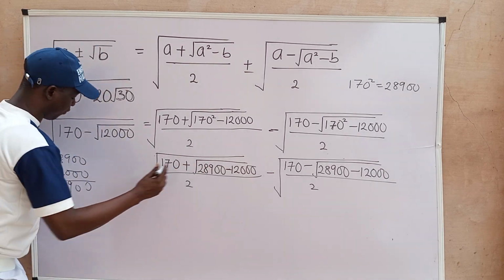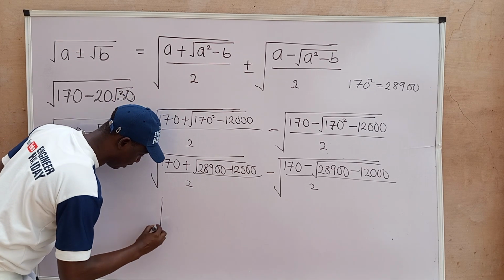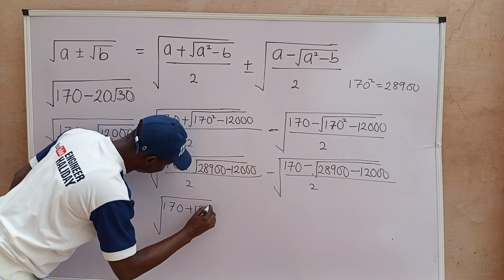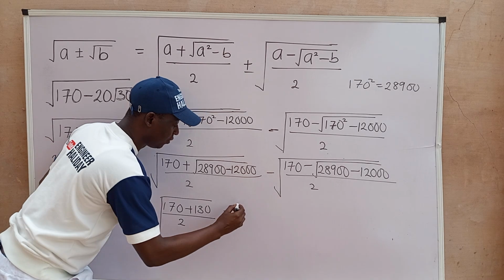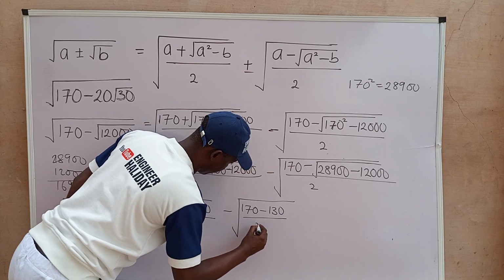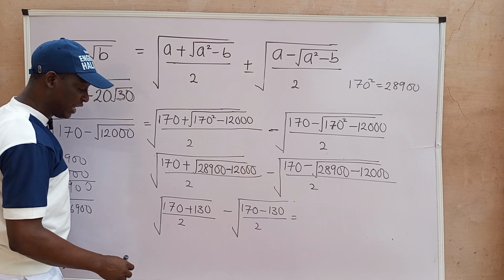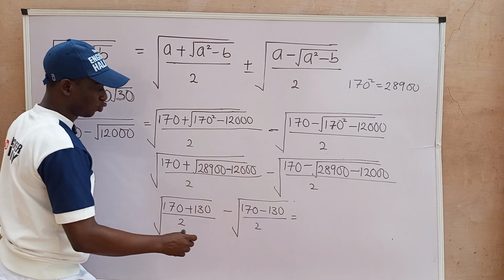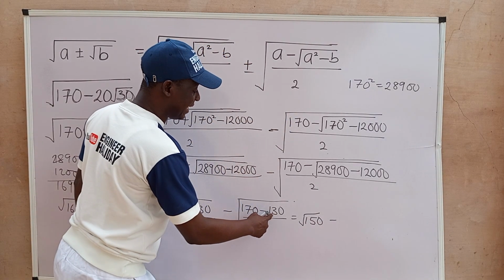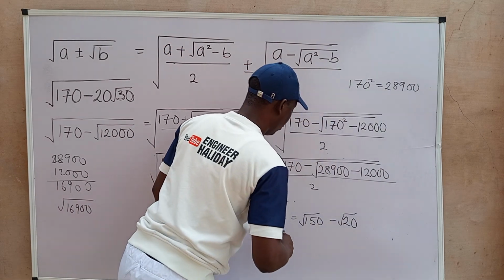And square root of 16900 will give us 130. So we're going to have it as 170 plus 130 divided by 2 minus square root of 170 minus 130 divided by 2. Now, 170 plus 130 is 300. 300 divided by 2 will give us 150. 150 minus 170 minus 130 is 40. 40 divided by 2 is actually 20. Now, which is our final answer.